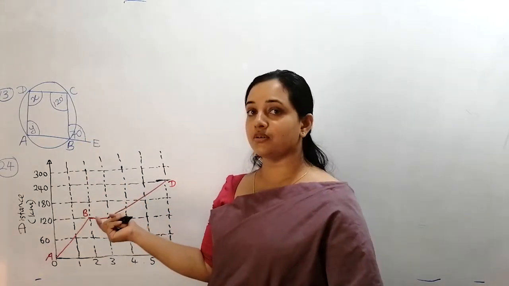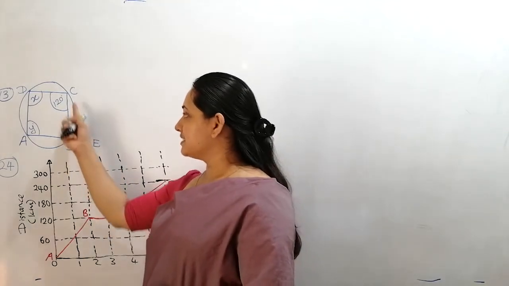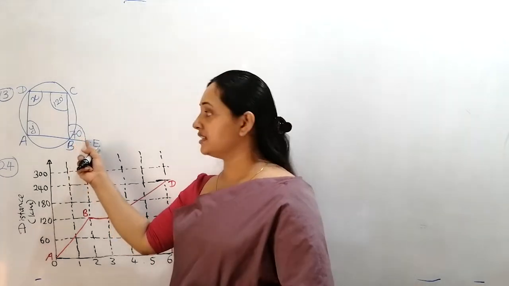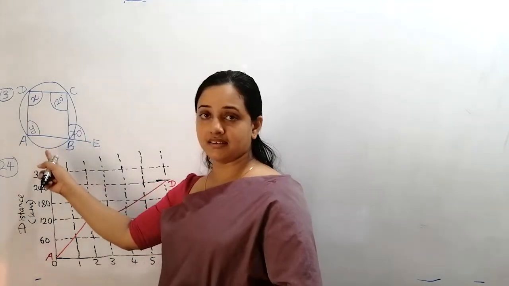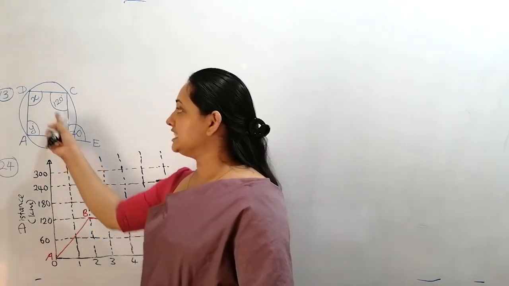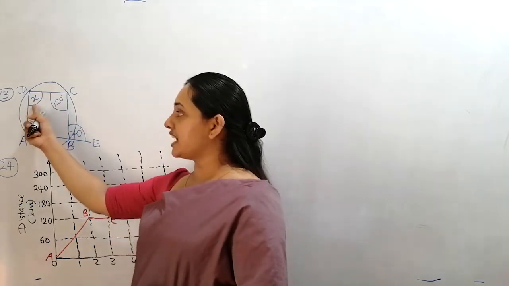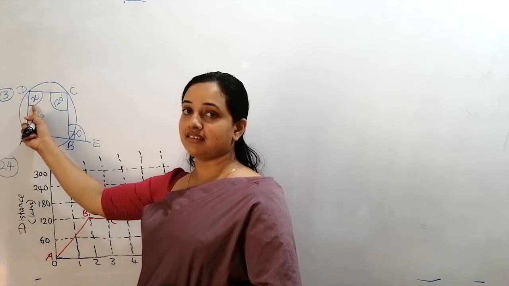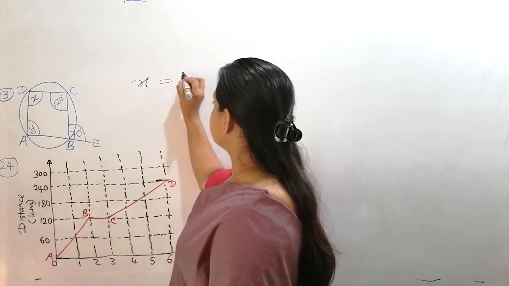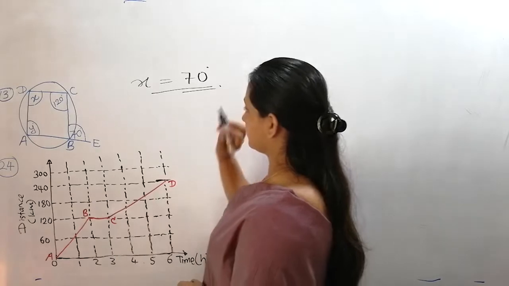First we can find the value of x. What's the method? Here, CBE, that means 70 degrees, is the exterior angle of the cyclic quadrilateral ABCD. The exterior angle is equal to the interior opposite angle of a cyclic quadrilateral. Then it is easy. x will be directly equal to 70 degrees. This is the value of x.